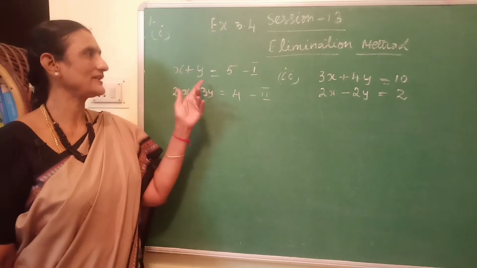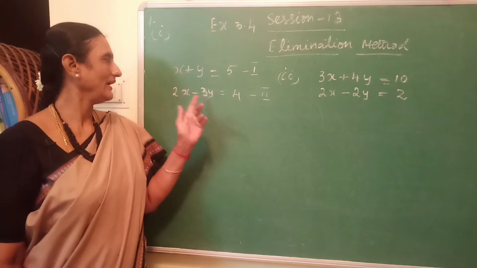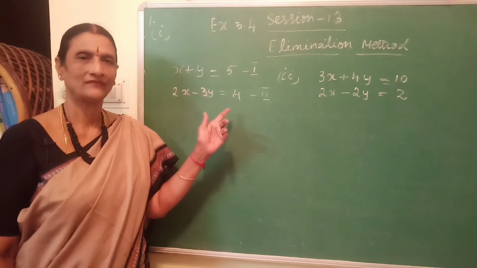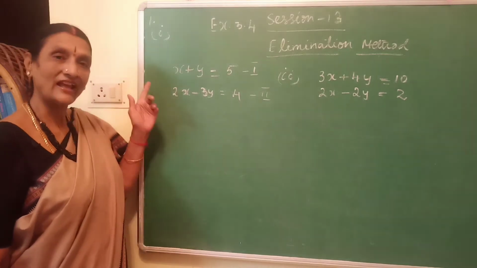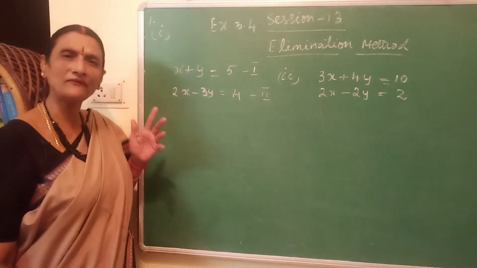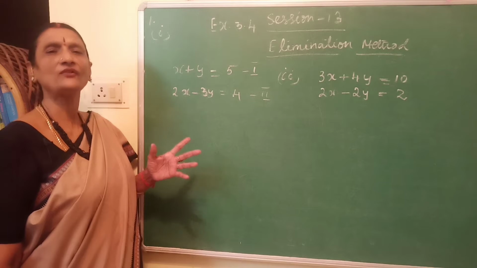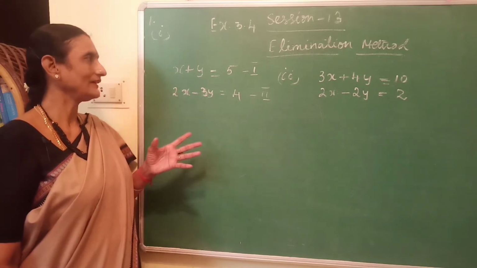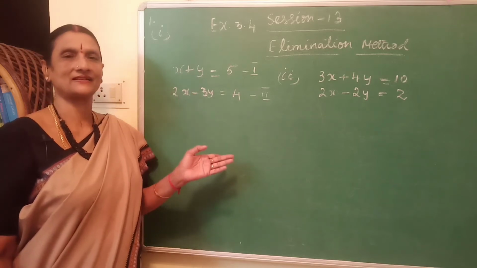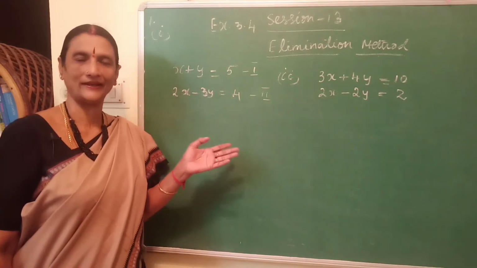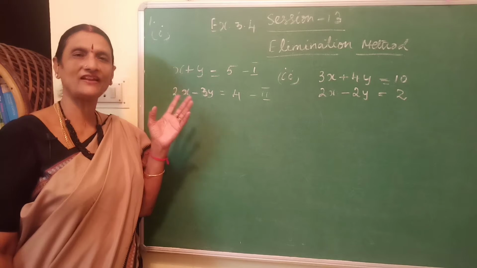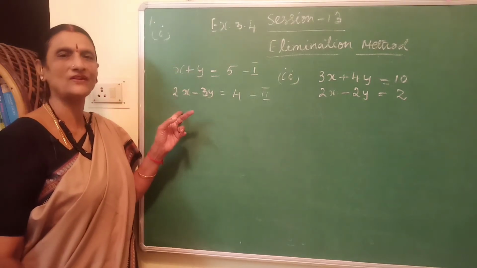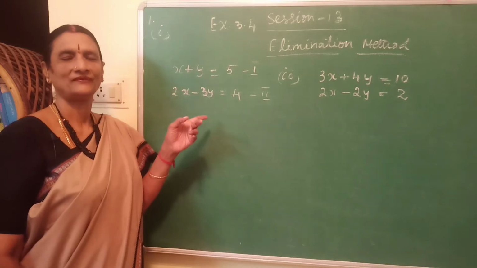Now we have x plus y is equal to 5 and the second equation is 2x minus 3y is equal to 4. Now, when we have to remove, how do we remove? We have to remove by taking an LCM of the coefficients of x or coefficients of y. It is always the LCM. Now, here 1, here 2. Obviously, the LCM is 2. Is that clear to you?